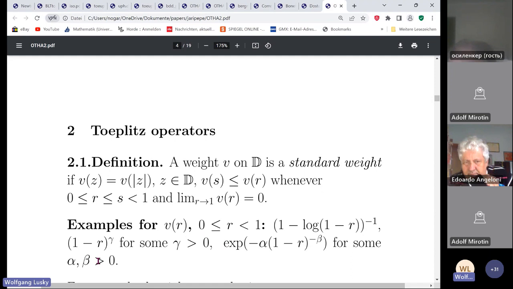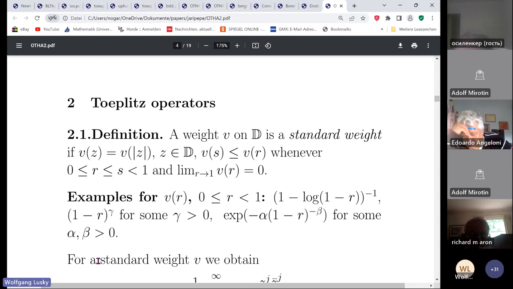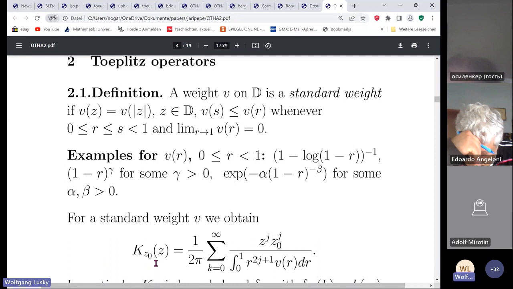Now, for standard weights, one has a very explicit form of the reproducing kernels. It's very easy to see. So the reproducing kernel, after all, is a holomorphic function, and it can be represented by this Taylor series here, where we have z0 bar. This is this z0 down here, and we have these quotients here, the corresponding moments with respect to the measure V of r dr. So this is very easily established, of course.